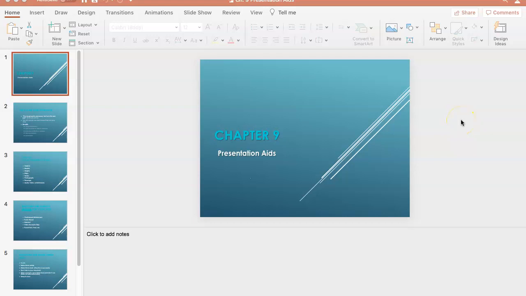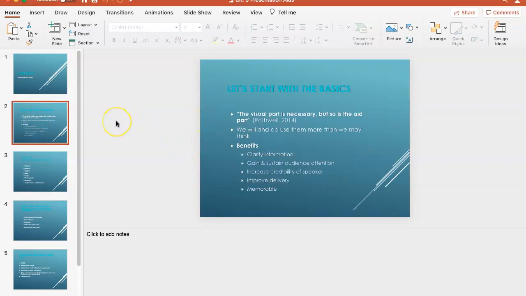All right, y'all, let's talk about presentation aids or visual aids. I'm gonna leave this here so that you can see the notes as you're taking notes. That way you can see the slide and the notes that I'm going off of, and that might help you. All right, so let's start with the basics. Hopefully that's big enough for you to see.